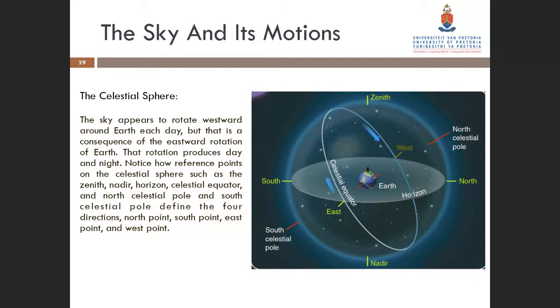Notice how reference points on the celestial sphere, such as the zenith, nadir, horizon, celestial equator, and north celestial pole and south celestial pole, define the four directions: north point, south point, east point, and west point. So here we have north, so let me get a pointer out. North celestial pole, south celestial pole, zenith, nadir.